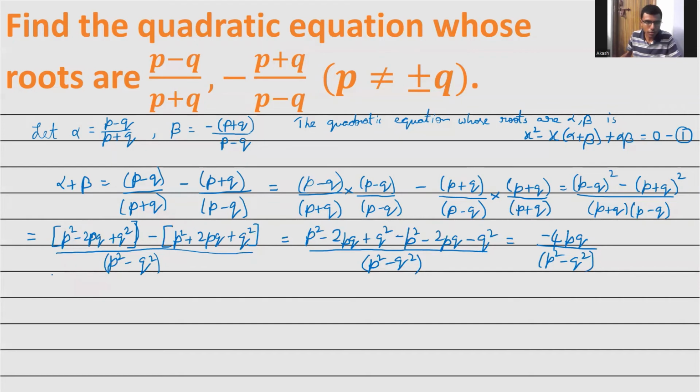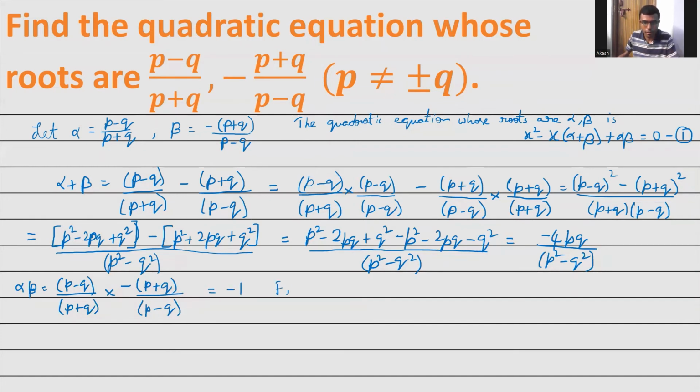Now let's get into alpha beta. Alpha beta is nothing but (p minus q) by (p plus q) into minus of (p plus q) by (p minus q). I'm keeping brackets because it's quite easy to handle things. Now p minus q and p minus q will get cancelled, and p plus q and p plus q will get cancelled, and I'll be left with minus 1, not plus 1. Be careful about that. Sometimes you might just forget it.